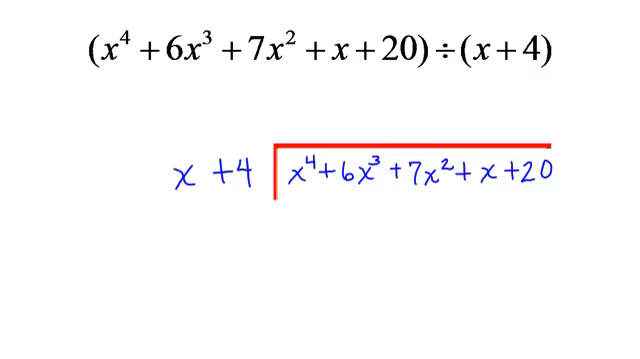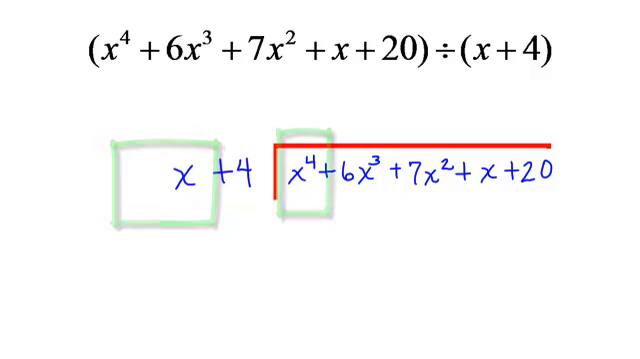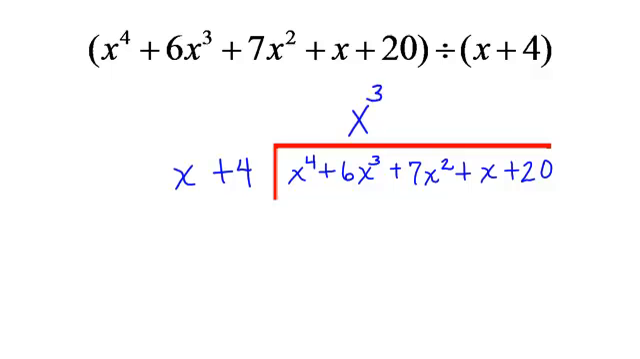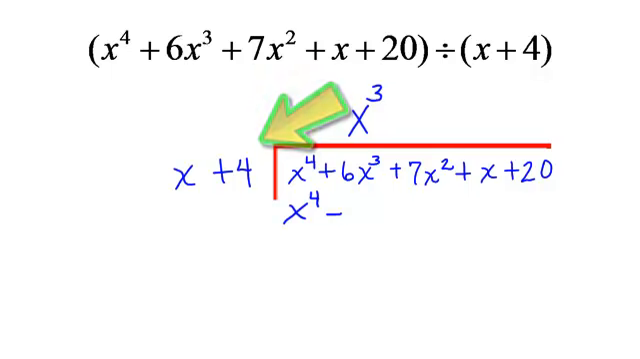Let's get to work. How many times will x divide into the x to the 4th? Remember, I'm looking at the first term in my divisor and my dividend. It will go x to the 3rd time. I will line it up a little bit better this time. Now we take x to the 3rd, multiply it times this binomial. X to the 3rd times x is x to the 4th. X to the 3rd times 4 is 4x to the 3rd.